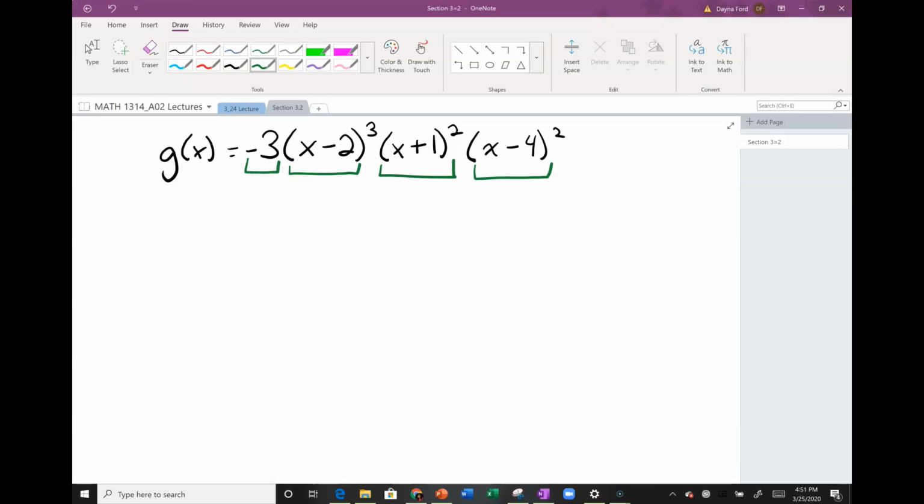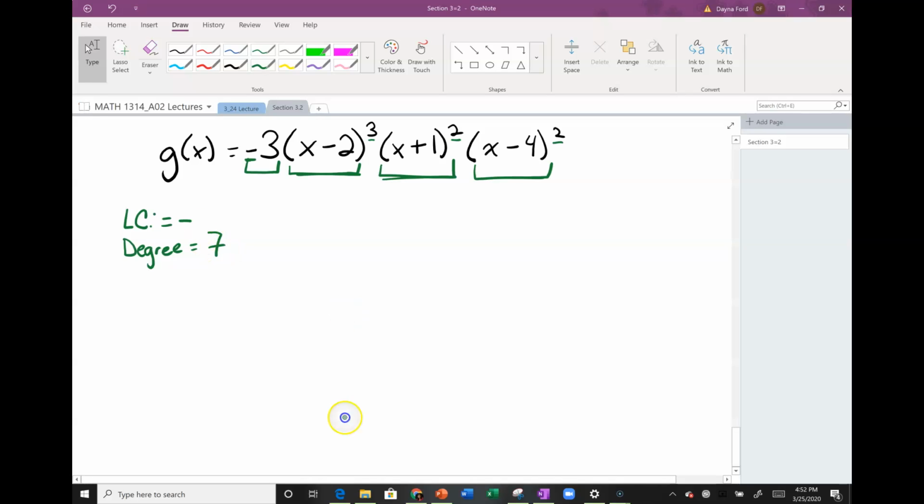But if you notice, my first term does not have an x value in it. It does tell me what my leading coefficient is, though. My leading coefficient is going to be this negative here. For my degree, I'm going to look at the terms with a variable, which are these 3 terms here. And this term has a degree of 3, this one has 2, and this one has 2. So that gives me a total degree of 7, because remember, I'm going to add up those exponents.